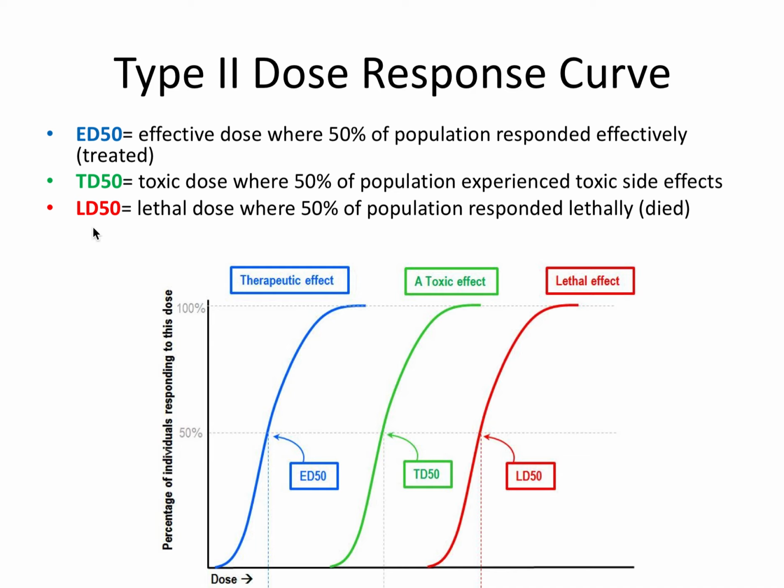And with animal studies, they can also measure the lethal dose. LD50 responds to the lethal dose where 50% of the population actually died. So that's if we really cranked up the dose of the drug and we got to a point where 50% of animal subjects had died with X amount of dose of the drug in their bodies.